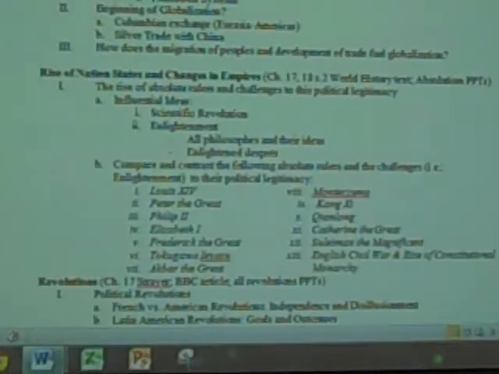There are 50 multiple choice questions, a combination of matching and regular multiple choice, just like every other test. Matching is typically people and terms.